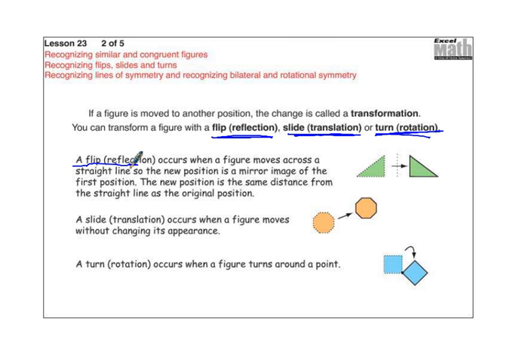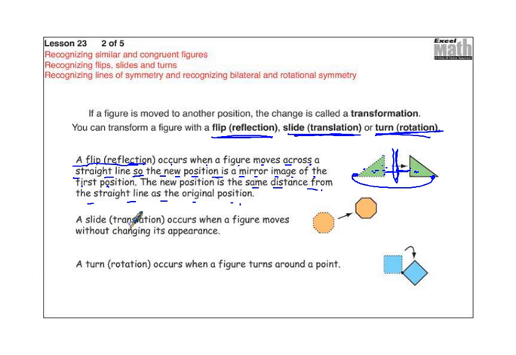A flip, or a reflection, occurs when a figure moves across a straight line so that the new position is a mirror image of the first position. So you can see we start off with this shape here, it comes across over to here, and it flips it. So this corner comes over to that spot. That's just flipping it over, and we call that a reflection. Just like this is a mirror, and this triangle is looking at itself in the mirror. The new position is the same distance from the straight line as the original position. Notice that these are equidistant away from that dotted line right there.